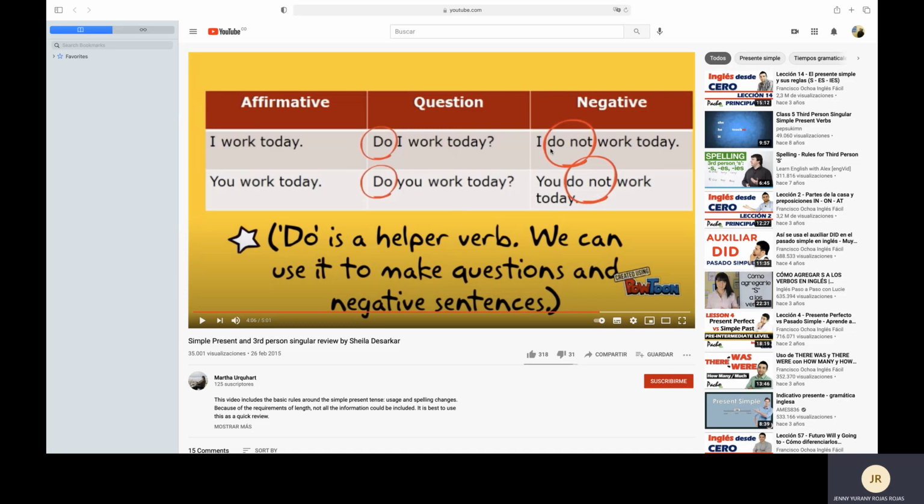Do not, ¿sí? You do not work. I do not work. You do not work, ¿sí? Entonces siempre el auxiliar me va a ayudar a crear una pregunta o me va a ayudar a negar en este caso.